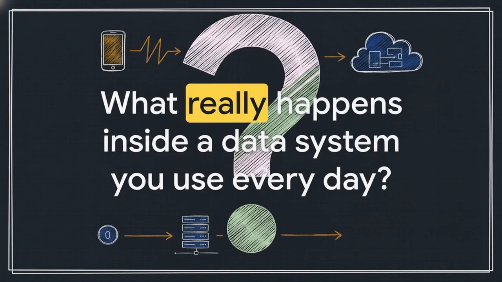From the apps on your phone to the services in the cloud, data systems are pretty much the invisible engines running our entire digital world. But have you ever stopped to wonder how they actually do it? How do they store billions of records, handle thousands of people all at once, and somehow never lose your data? Well, today, we're taking a journey deep inside these systems, starting from a single byte on a disk and going all the way to a globe-spanning network.